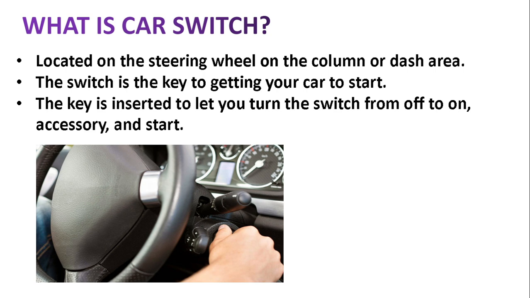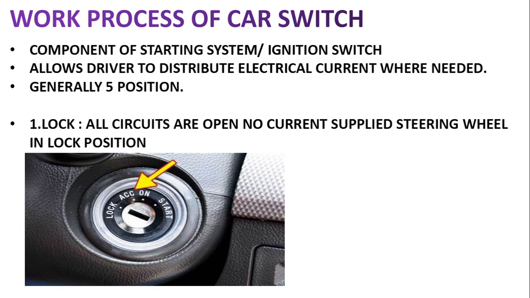And next the key is inserted to let you turn the switch from off to on, accessory and start. After switching on this car key, different accessories get switched on. First of all, the main thing is that it gets unlocked from the steering, right? Because the main purpose of the key is to lock and unlock basically. Now next, to turn on all the car accessories, and next to start the engine, right? This is just a short intro to the car switch. Now let's move towards the next slide.